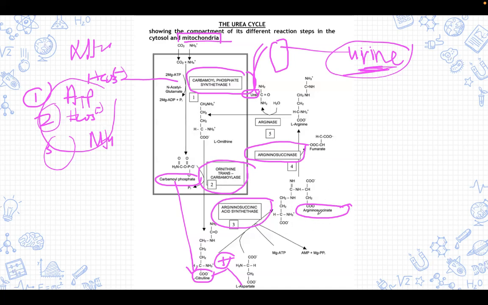Okay, your argininosuccinate will be converted into fumarate and arginine through the help of your argininosuccinase. And then, pag yung arginine na po, tutulungan siya ni arginase so that it will yank the urea that will go to the bloodstream. And then, it will go to the kidney. The kidney will be the one who will excrete the urea into the urine.